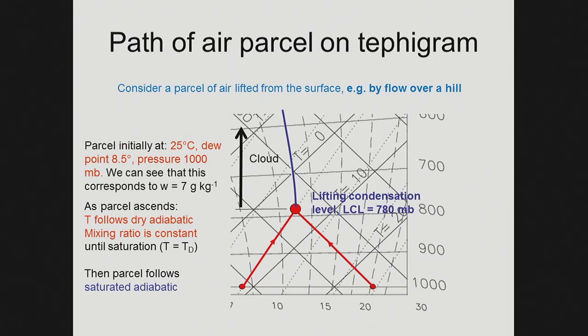Around, I don't know, around a kilometre somewhere in the atmosphere. So then, as we continue to lift the parcel, it follows the saturated adiabatic line, which is this line here. So it basically follows a path between these two. So that's what this blue line here is. It's basically following these two lines here. So you can see all of the different elements of the tephigram coming together in this construction, this three-legged construction.